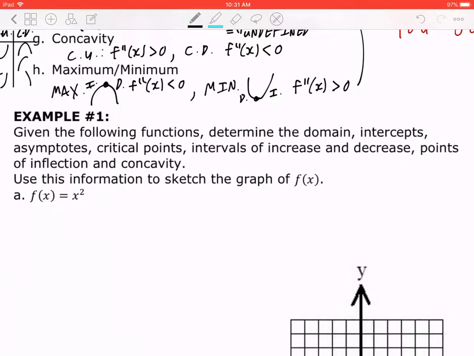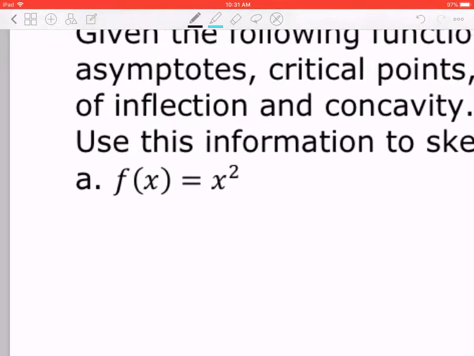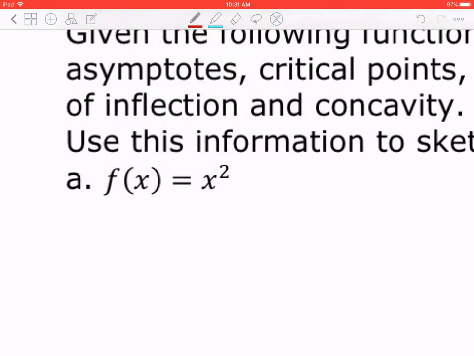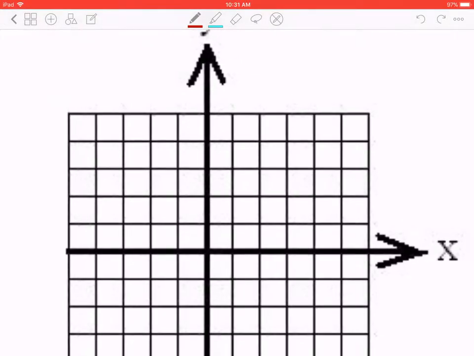Given the following functions, determine the domain, intercepts, asymptotes, critical points, intervals of increase and decrease, points of inflection, and concavity. Use this information to sketch the graph. Now, notice in the first case, this function is very straightforward. y equals x squared. Even with your grade 10 academic math background, you can tell y equals x squared looks something like that.